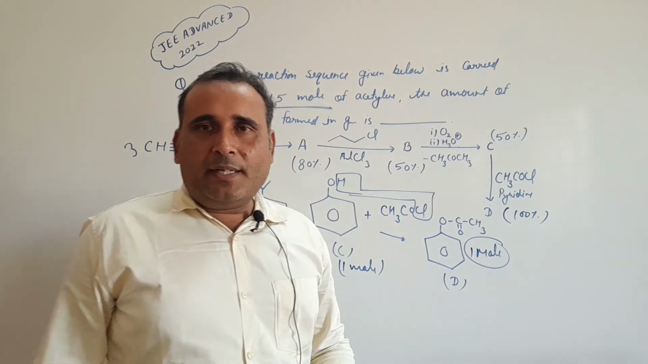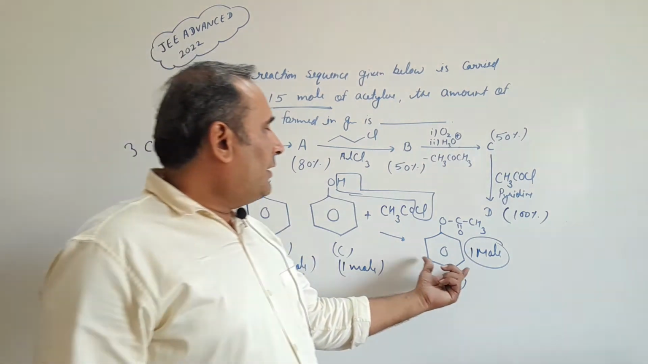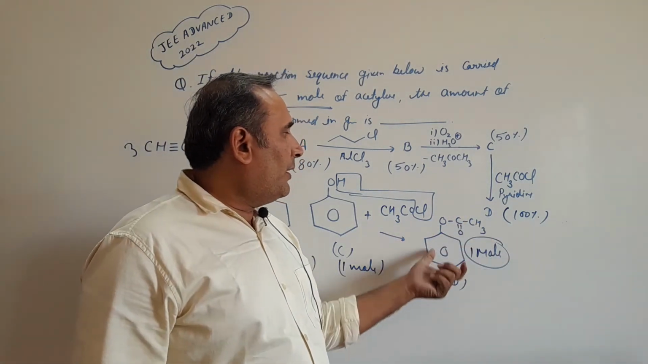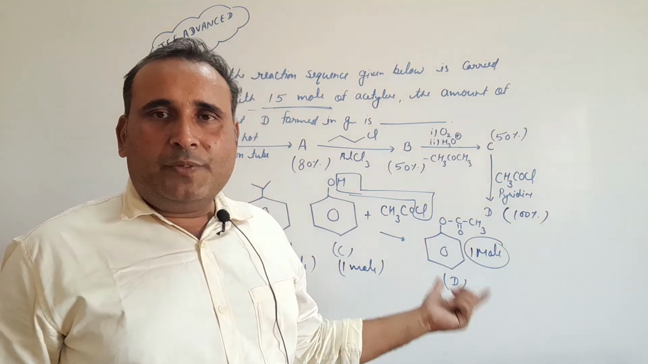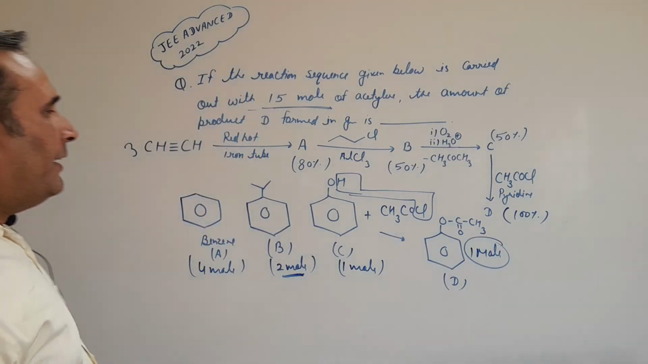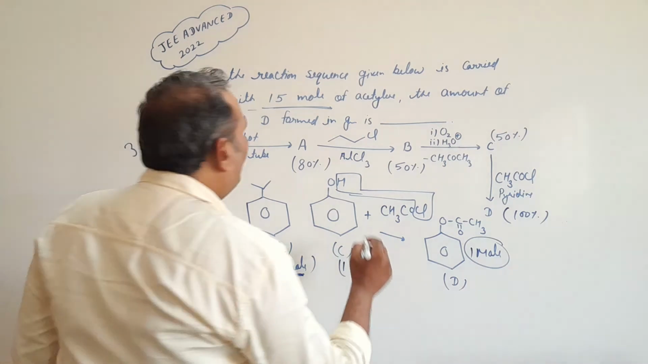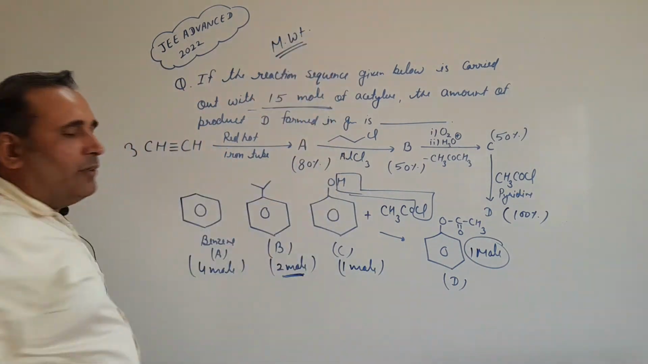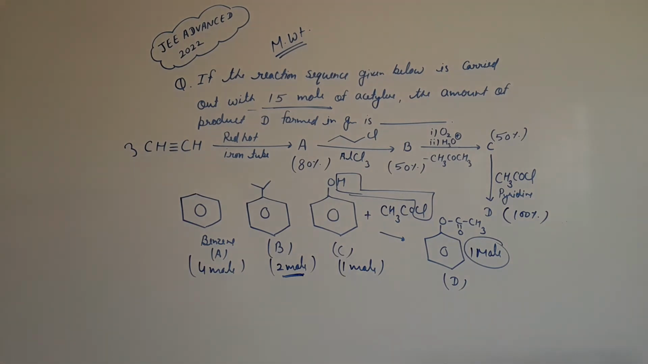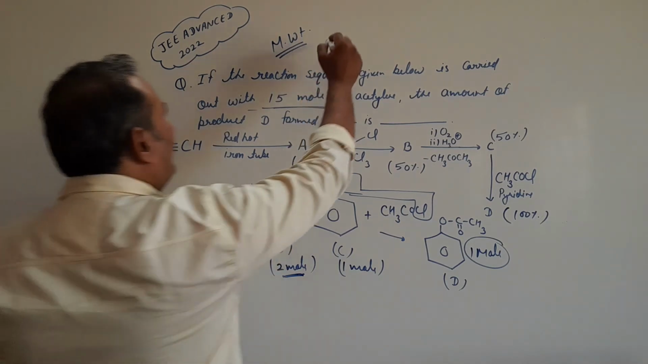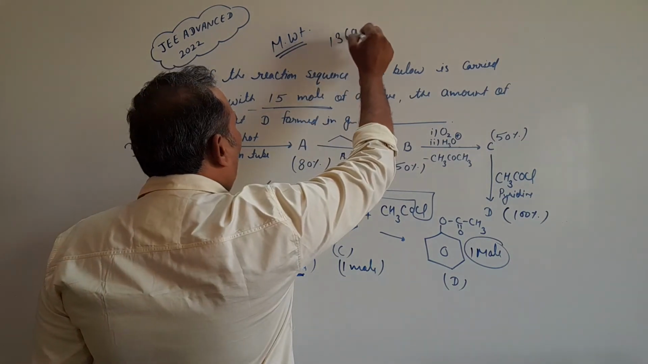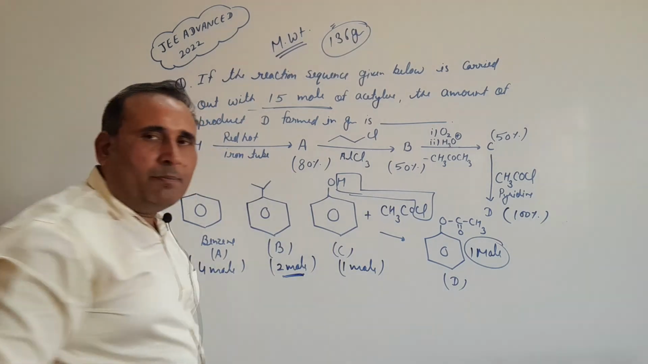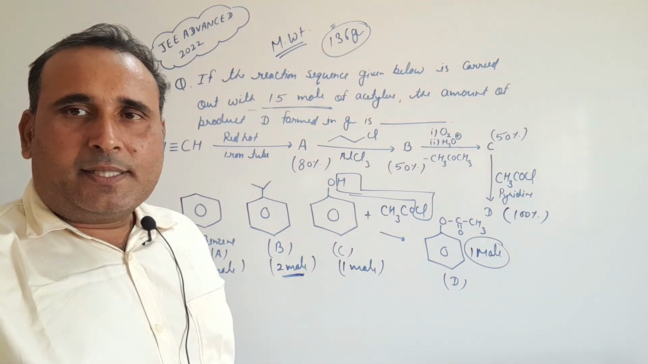Simply, we can calculate the molecular weight of this product, and its molecular weight will be the mass of 1 mole of this product. Its molecular weight comes to 136 gram. So our answer is simply 136 gram. Thank you.